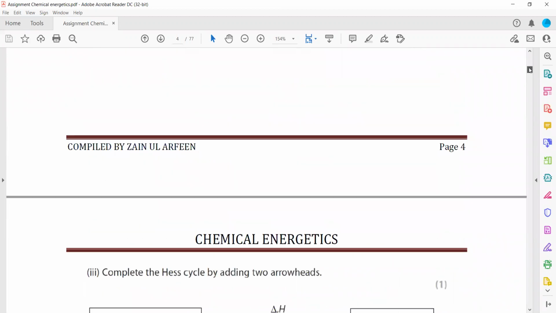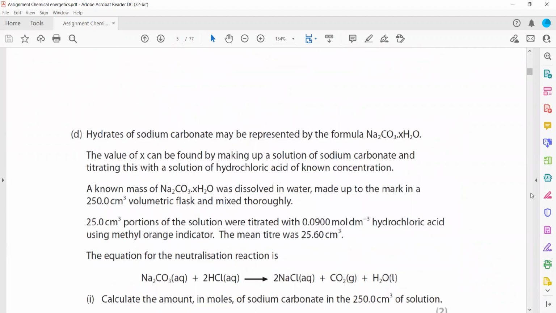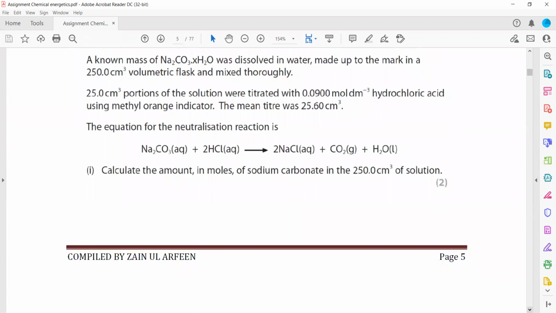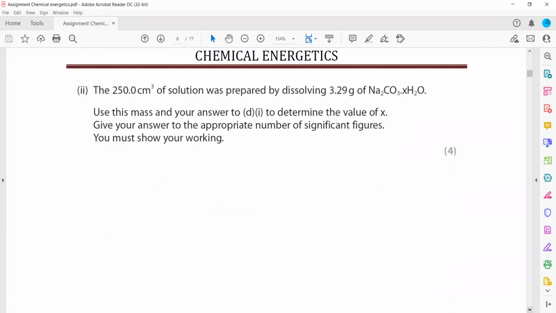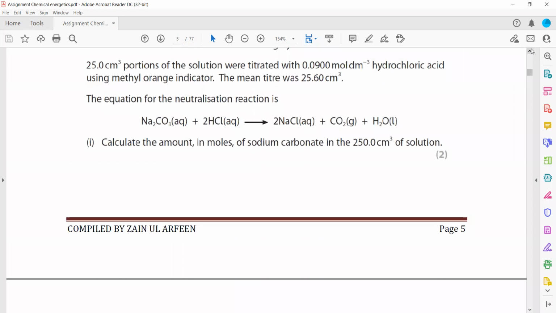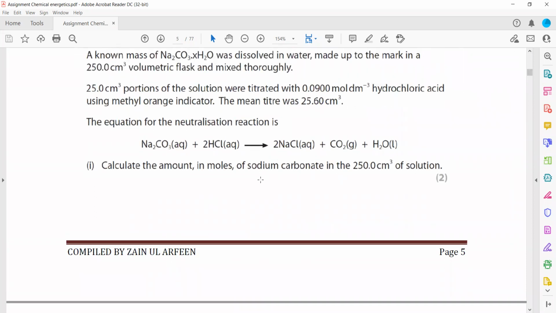So this one is question number 5. 250 cm³ of a solution was prepared by dissolving 3.29 gram of sodium carbonate. Use this mass and your answer to D1 to determine the value of X. So first we'll do D1: calculate the amount of moles of sodium carbonate in 25 cm³.